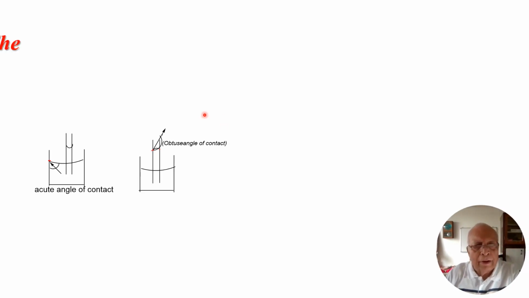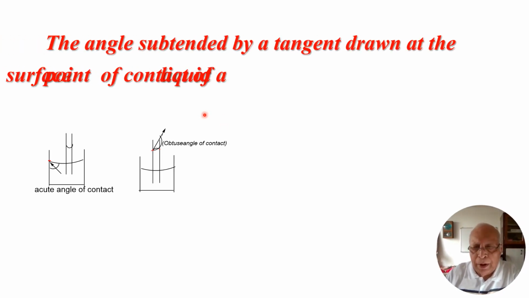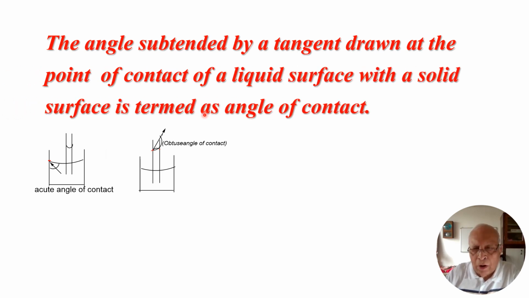Contact angle? Contact angle is the angle subtended by a tangent drawn at the point of contact with the liquid surface and the solid surface. That is known as contact angle. Here you find two diagrams. In one diagram, this is the point of contact, and in the other diagram, there is a point of contact. And in both cases, when a tangent is drawn at the point of contact, we find there may be an acute angle or there might be an obtuse angle.